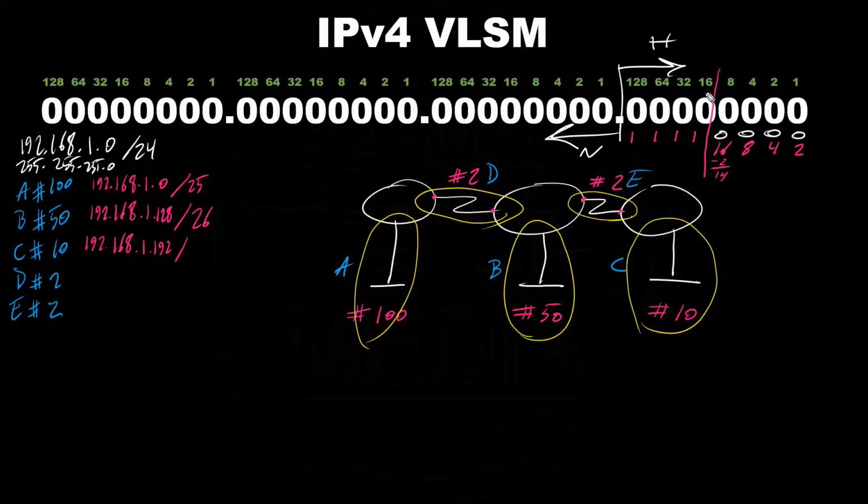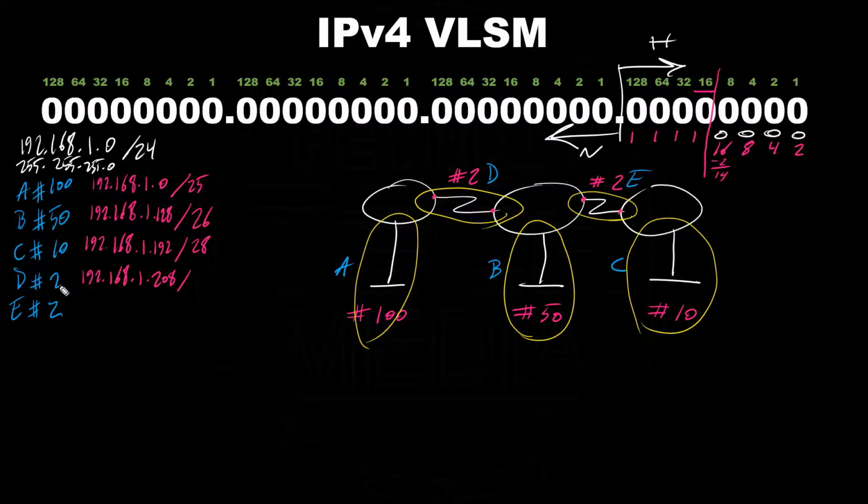Now the last bit turned on is 16. So increment 192 plus 16, which is 208. So it is 192.168.1.208. Okay, so what is the CIDR notation for this? If we count 8 plus 8, 16 plus 8, 24, 25, 26, 27, 28.